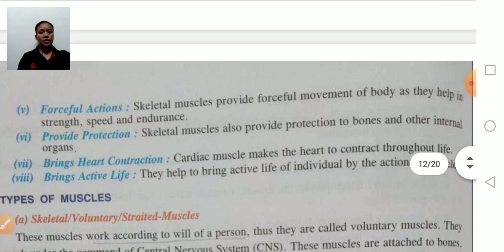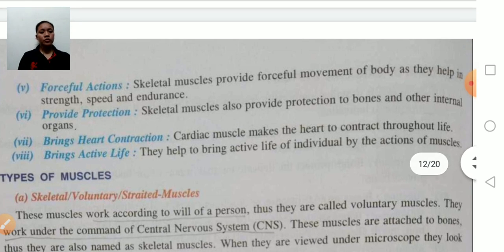Provide protection. Skeletal muscles also provide protection to the bones and other internal organs. As the muscle is the outer layer of the bones, it also provides protection to the bones and other internal organs.